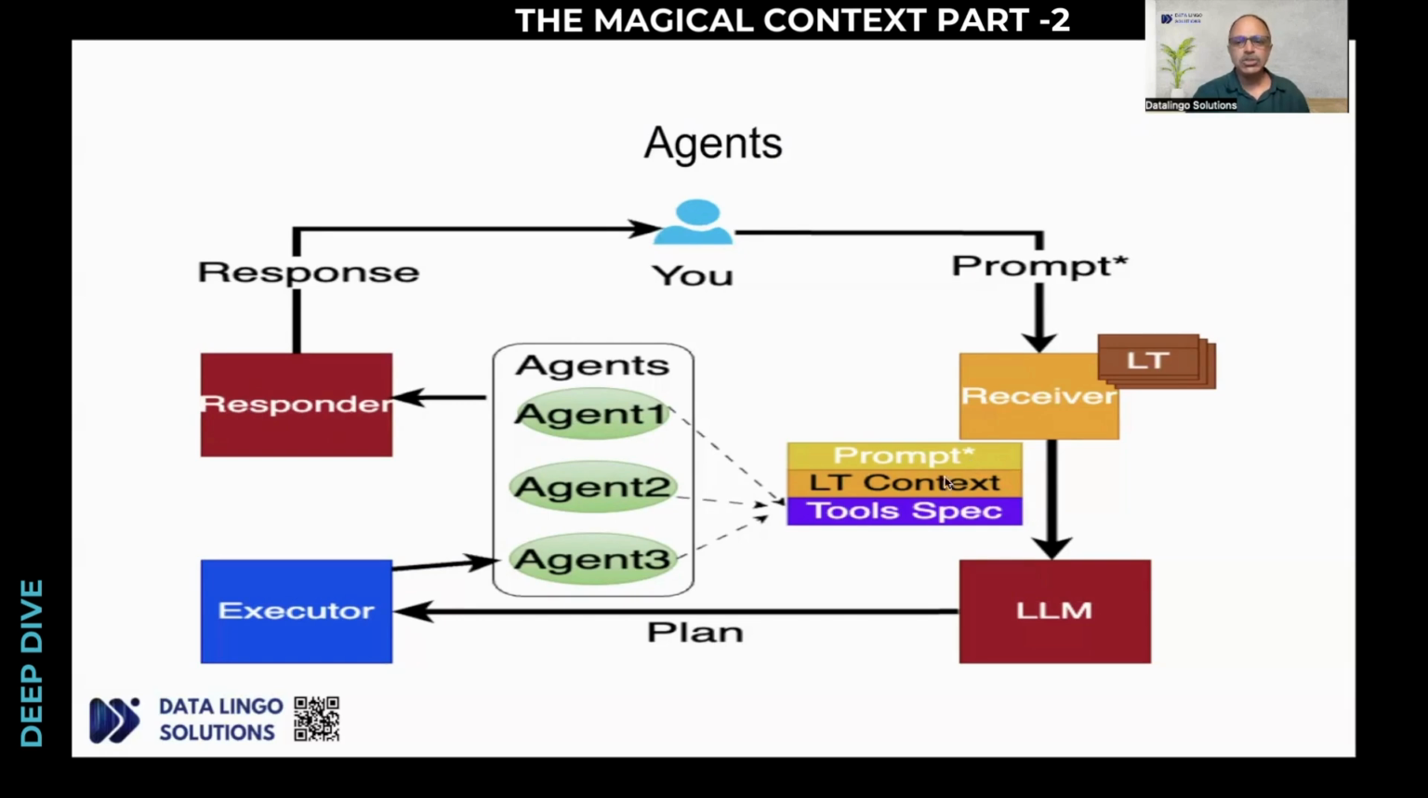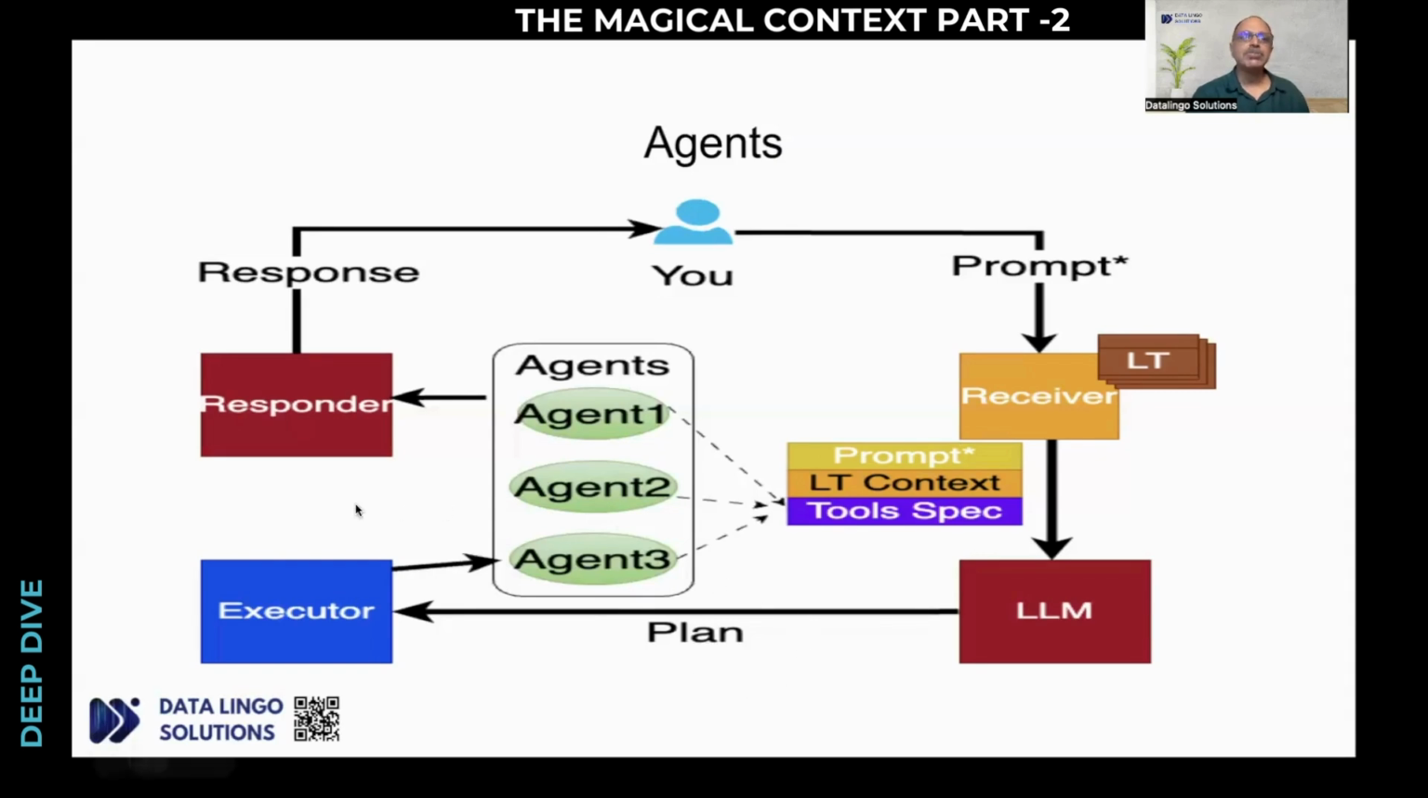Additionally, tool spec, a document that defines agents, their capabilities, and the data they need to perform their functions, is also attached. Based on this combined input of the prompt, context, and agent definitions, the LLM reasons through the required steps and generates a plan.